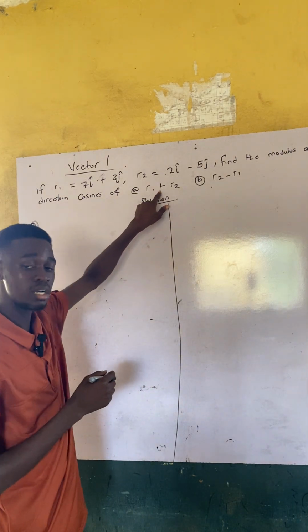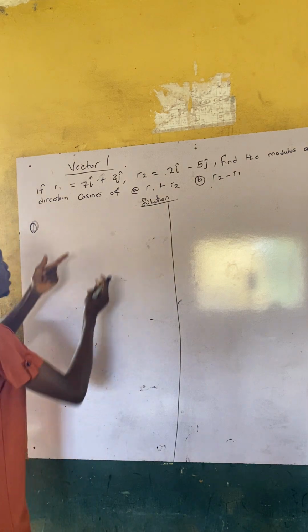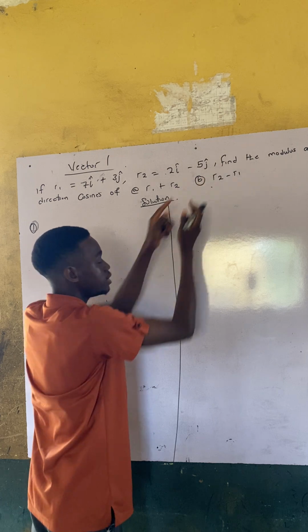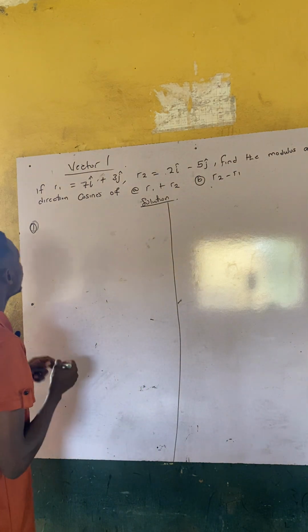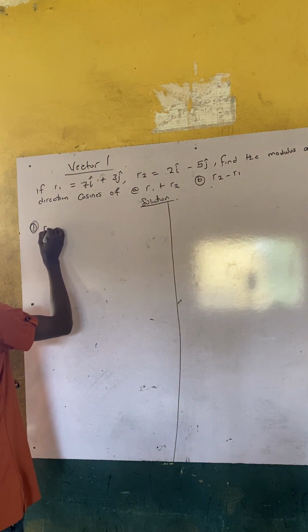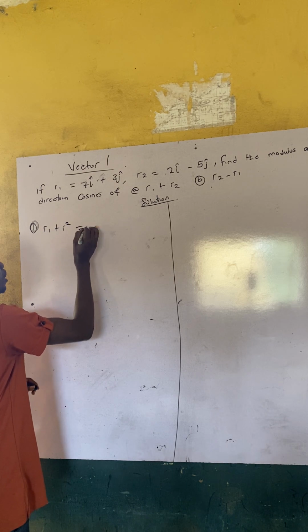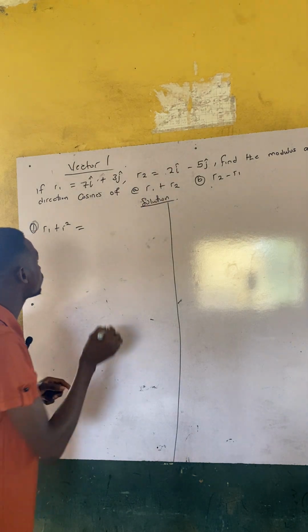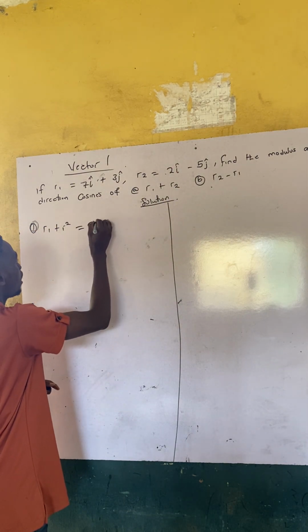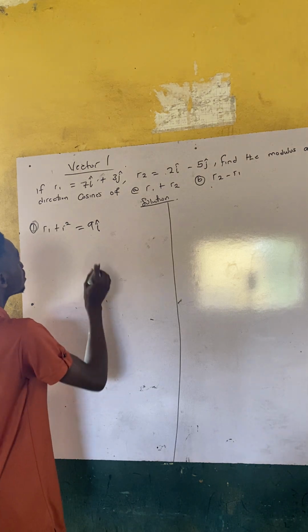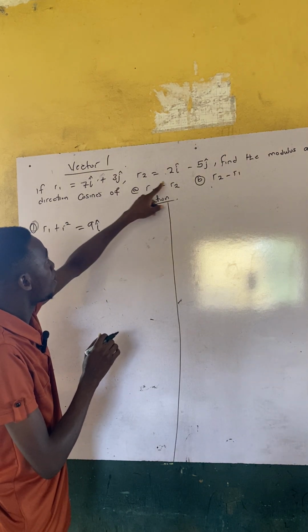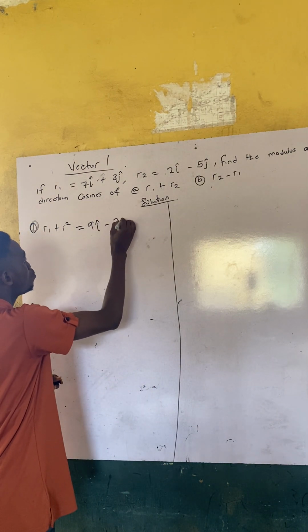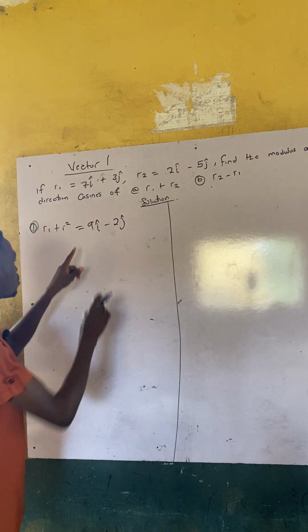Now, you can see that they said addition. The first thing to do is to add the i hat and the i hat together, and the j hat and the j hat. So R1 plus R2 equals 7i hat plus 2i hat, which gives us 9i hat. Now, plus 3j hat minus 5j hat gives us minus 2j hat. So this is what we have gotten now.